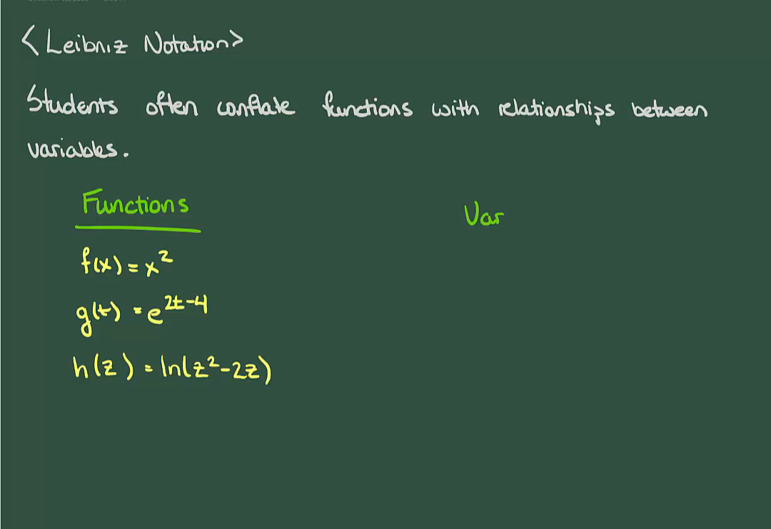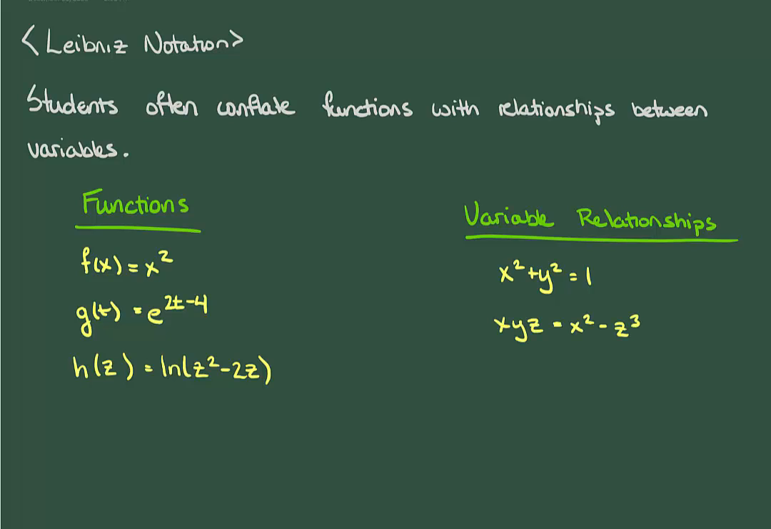On the flip side, let's write out some of the variable relationships. For example, we might have the equation of a circle, or this random mess of three variables that I'm just making up, or something more explicit in the form of a y equals statement.